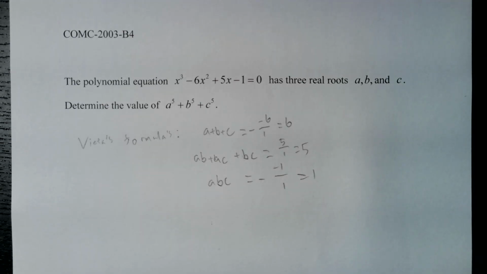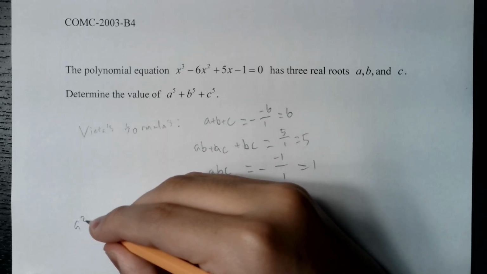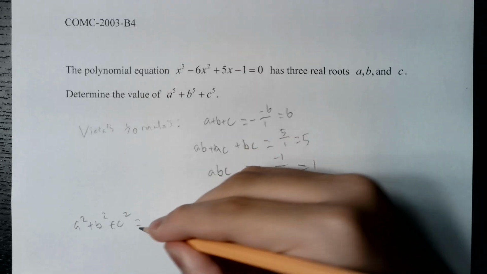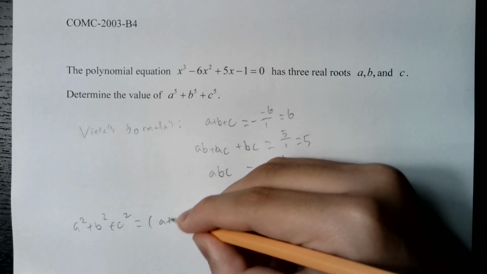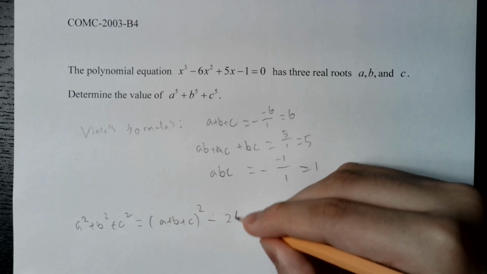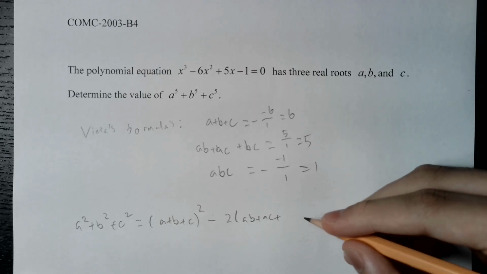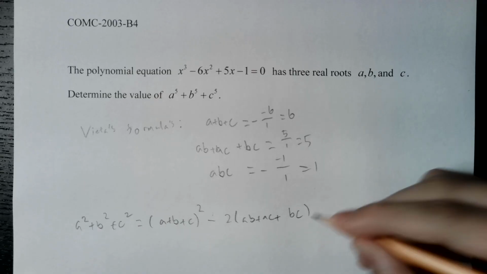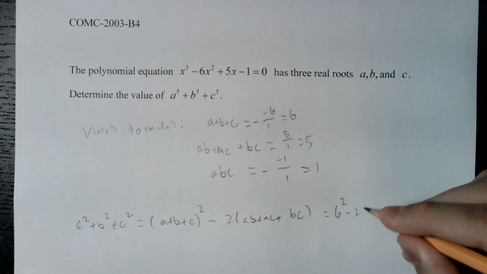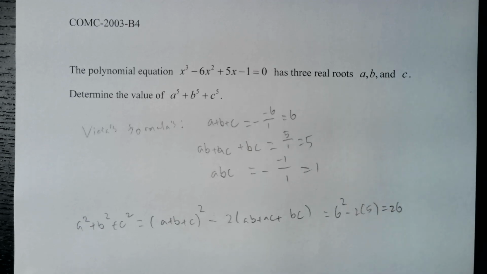So, we're now going to be able to see here that a squared plus b squared plus c squared is equal to, in brackets, a plus b plus c squared minus 2 times ab plus ac plus bc. And this is equal to 6 squared minus 2 times 5, which is equal to 26. I just plugged in the values from here.